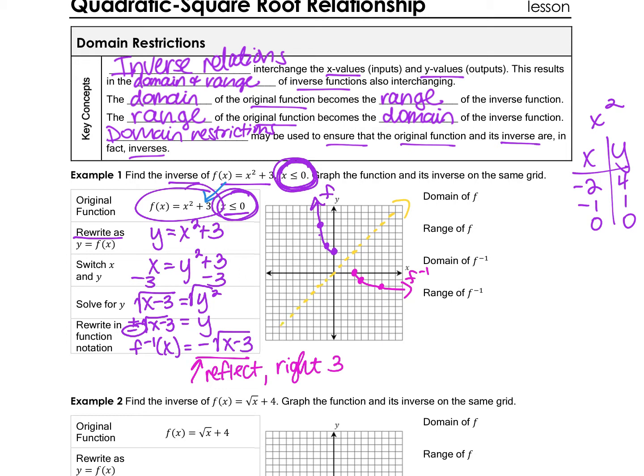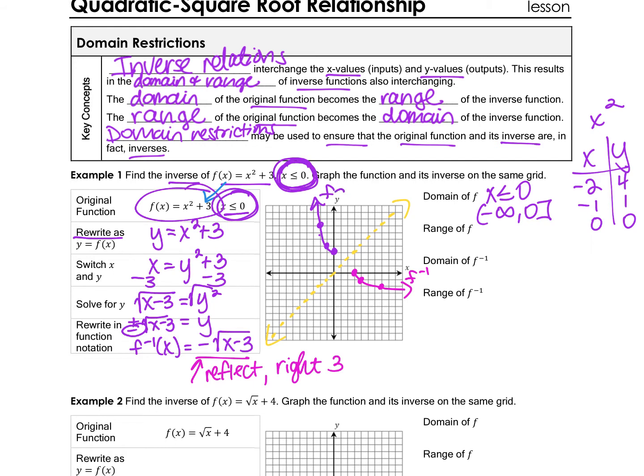Which is this line. And notice that it's a mirror image across that line. Okay, so let's find your domain and range. Domain of the original, it was given to us. So you can either write x is less than or equal to 0, or you can write negative infinity to 0. I'll accept both. So that was given to us.